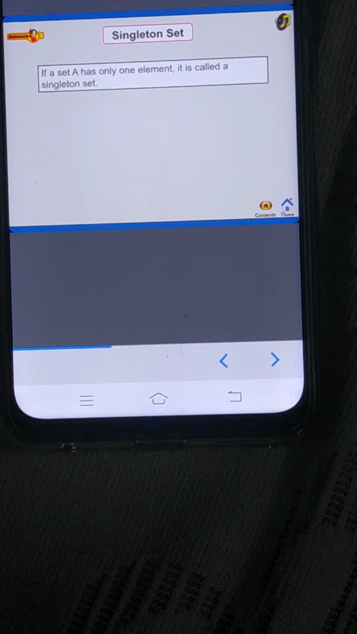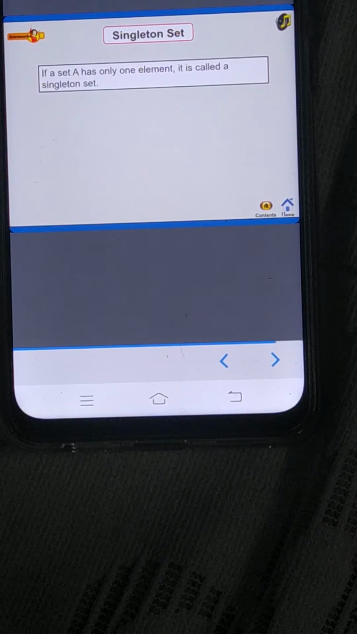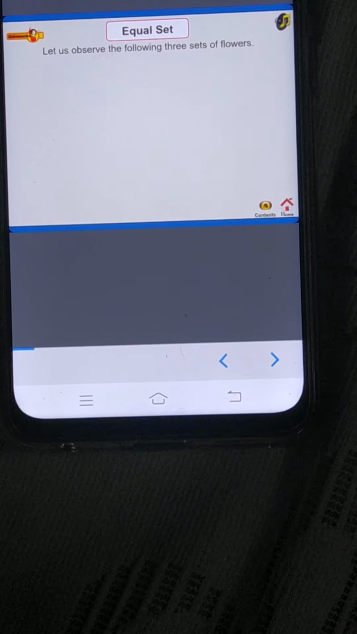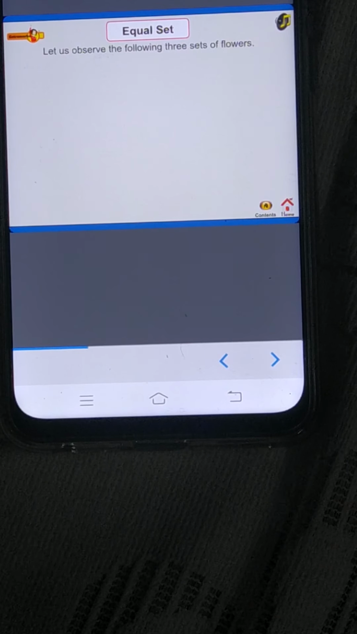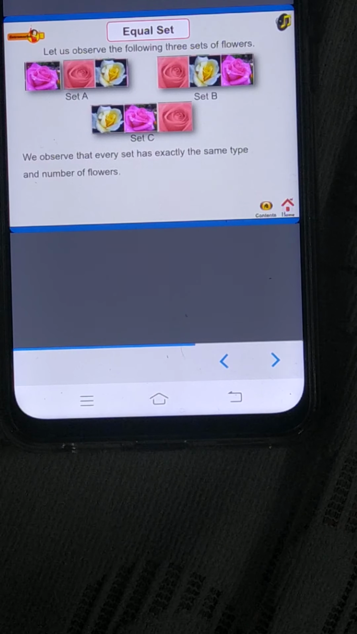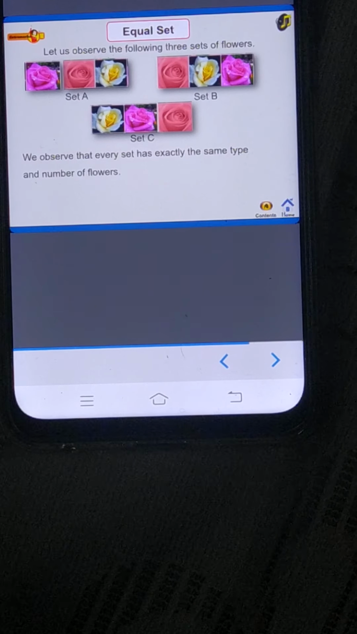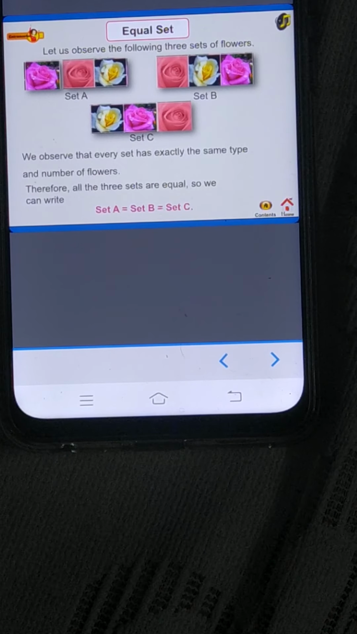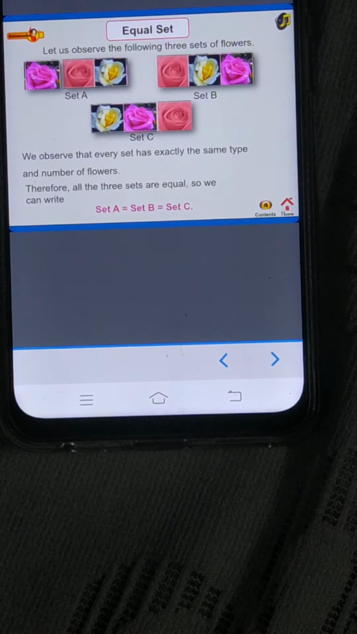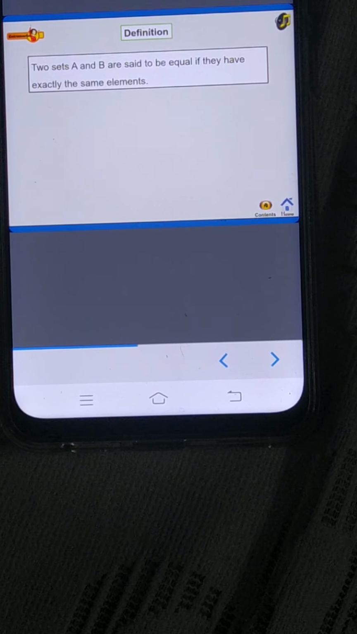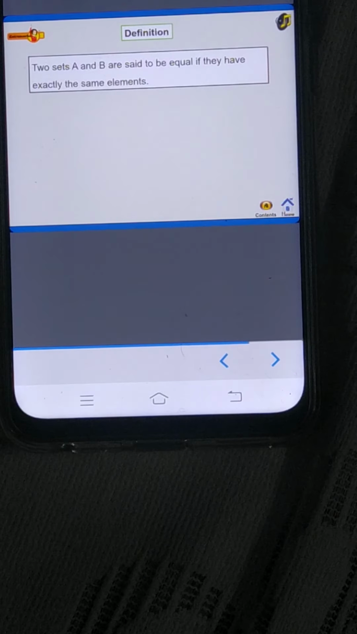If a set A has only one element, it is called a singleton set. Let us observe the following three sets of flowers. Set A, set B, set C. What do you observe? We observe that every set has exactly the same type and number of flowers. Therefore, all the three sets are equal. So, we can write set A is equal to set B is equal to set C. Two sets A and B are said to be equal if they have exactly the same elements.